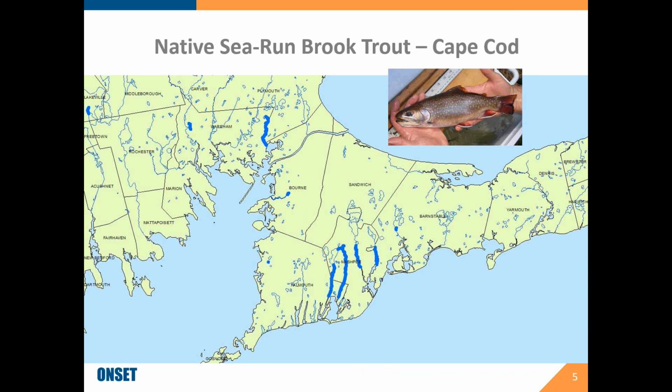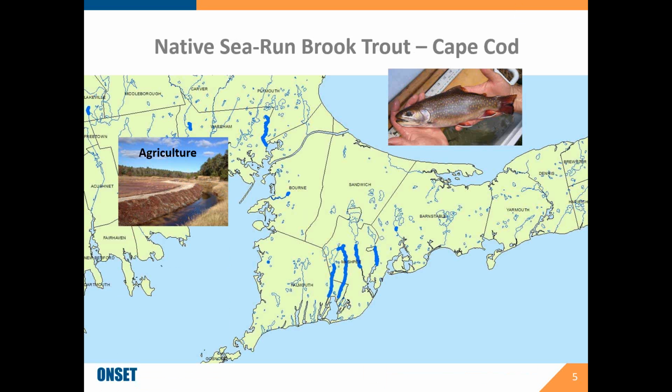In particular, today, I'm going to be talking about streams where they have native sea-run brook trout. This is a species that has been on the decline. There's not many places left where they still are able to sustain a native population. We're fortunate here on the Cape that we do have some native populations. You can see the dark blue lines indicating some of the streams and brooks that are sustaining brook trout populations around the Cape.